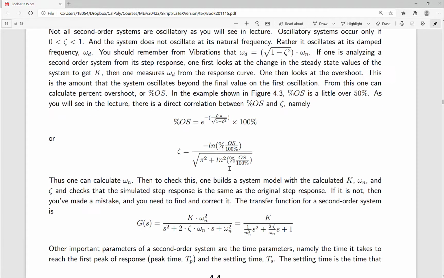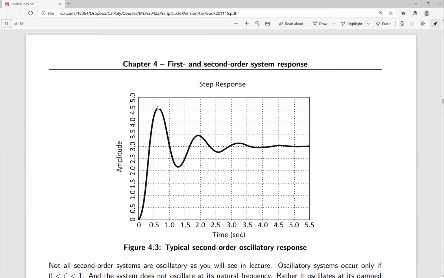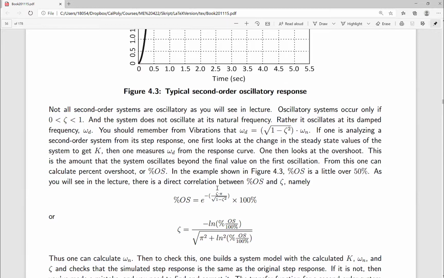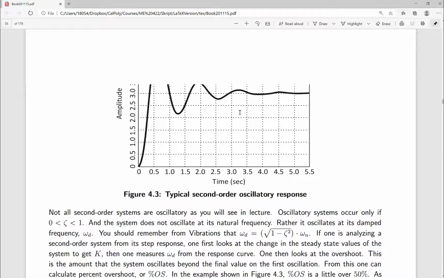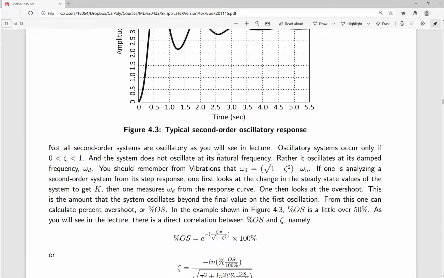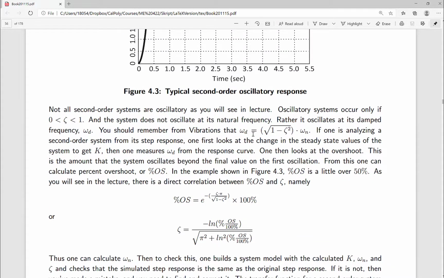And we can put this in here and then actually calculate what zeta is. Now, once we have zeta, we can go back and get our omega d. We find the period of our damped response, and from the period you can figure out omega d. So if you've used the overshoot to figure out zeta using this equation, and then you measure omega d by finding the damped period and converting it into a damped frequency, knowing zeta and knowing omega d, you can solve for omega n.